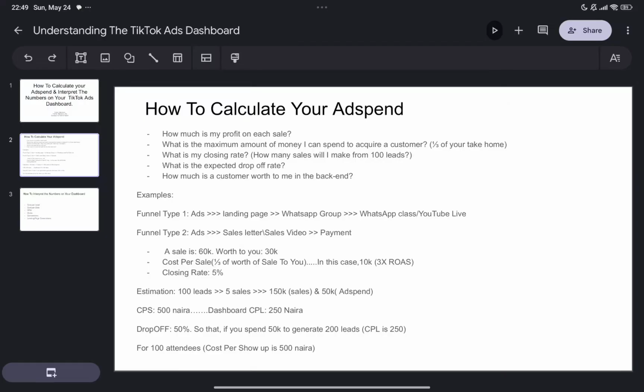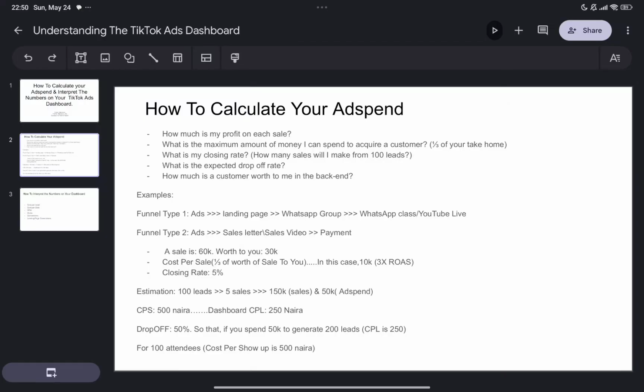Then the next question you have to ask yourself is, what is your closing rate? Which is, if they give you 100 random leads that are of great quality, that are interested and can afford your product, how many of that 100 leads can you convert to customers? You might get your answer from your previous classes or sales presentations you've done, or maybe you create a new sales funnel to get the exact number, this is my closing rate. Then, what is the expected drop-off rate?